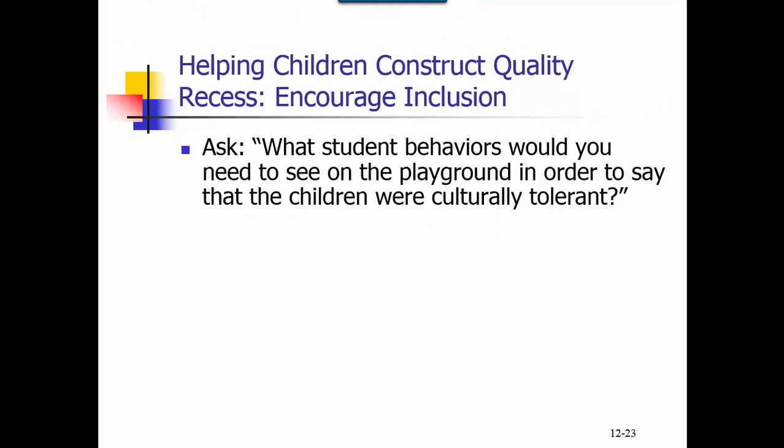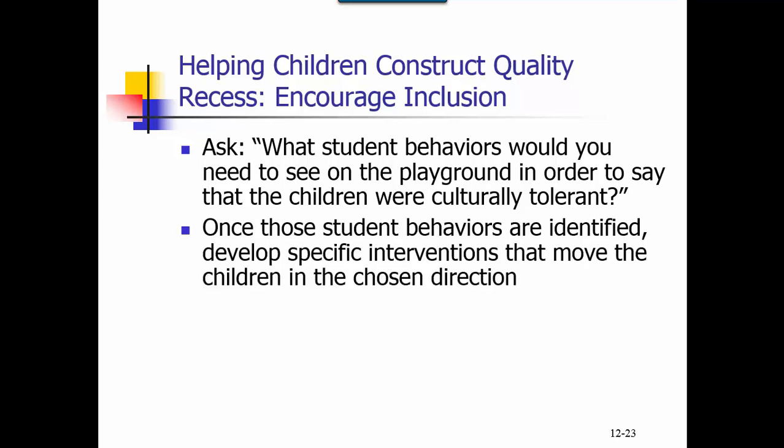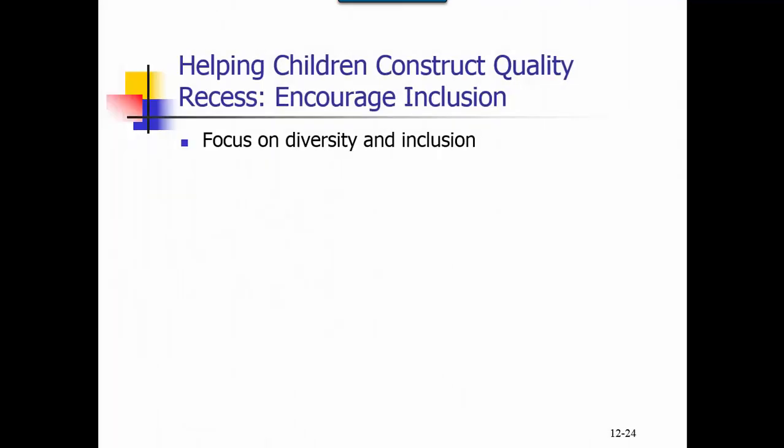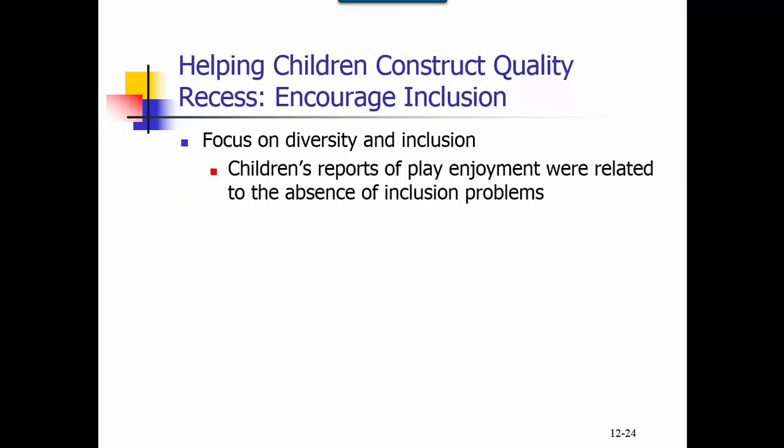Ask, what students' behavior would you need to see on the playground in order to say that the children were culturally tolerant? Once those students behave, identify, develop specific intervention, and it is not likely that cultural barriers will be broken down without intervention. Focus on diversity.